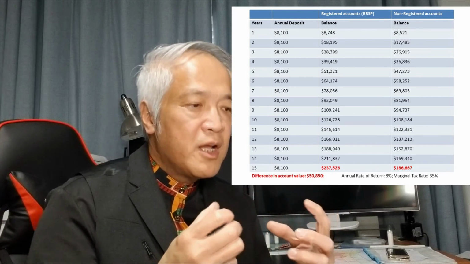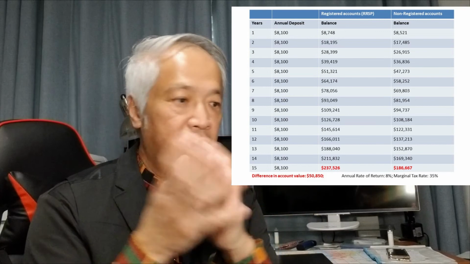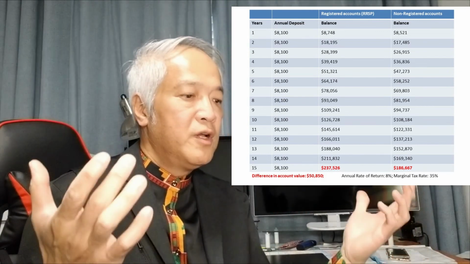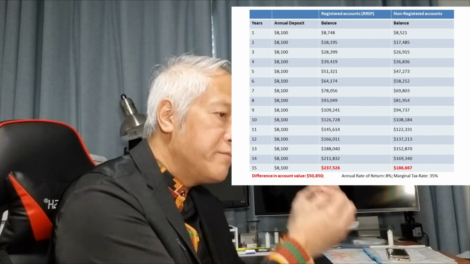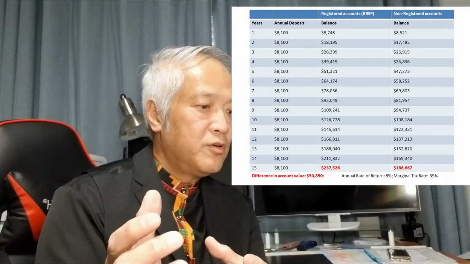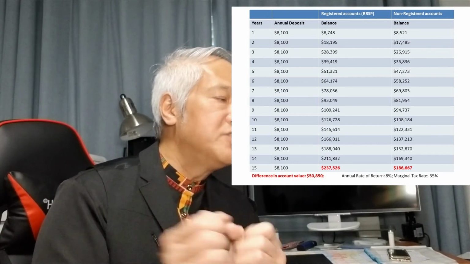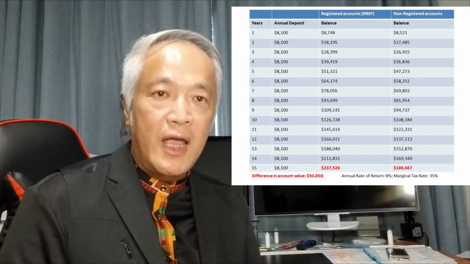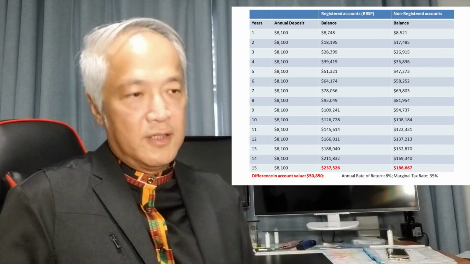So just to give you an example, by saving some income taxes, it will generate more money for you in the future when you really need your money. So 15 years later, in the RSP account, you have $237,526. If you invest the same amount of money in a non-registered account, 15 years later you only have $186,667. The difference is $50,850, more than $50,000 difference.